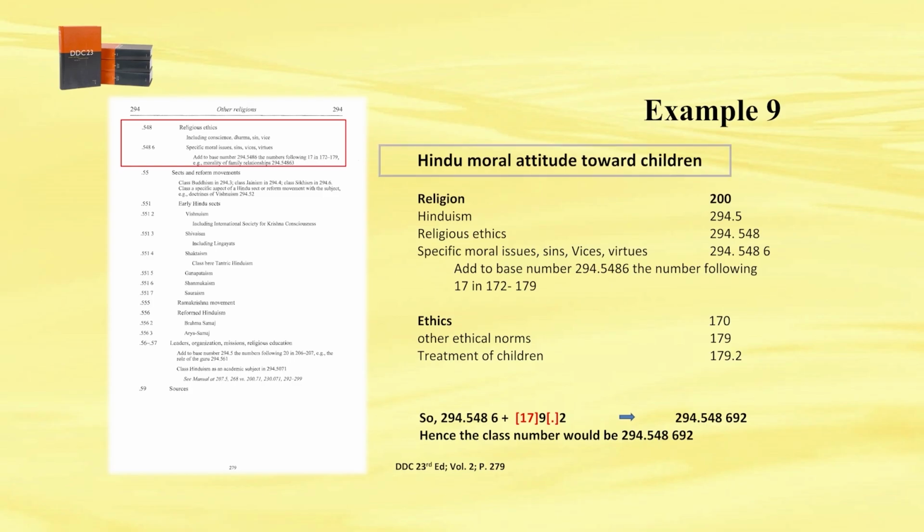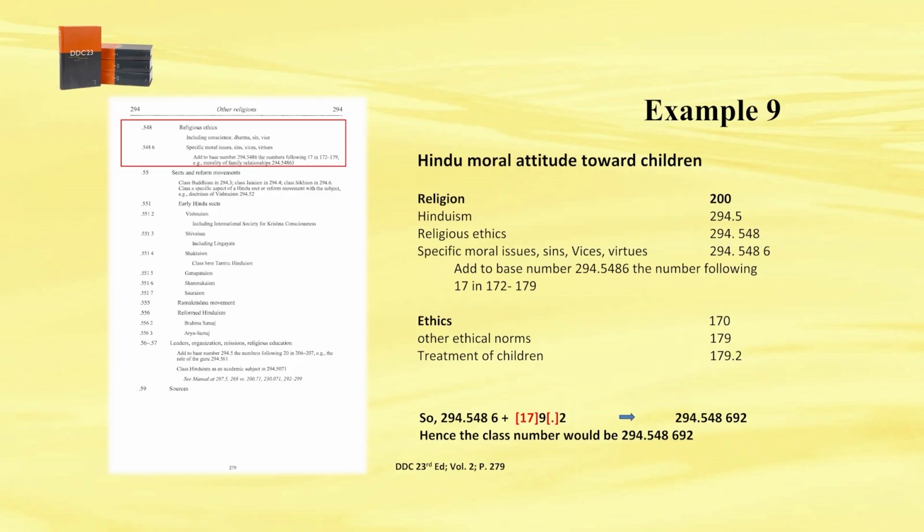Now the next example is Hindu moral attitude towards the children. This is again from under 294.5, because Hinduism is concerned. Then under it we can find the direct number of religious ethics, that is 294.548.